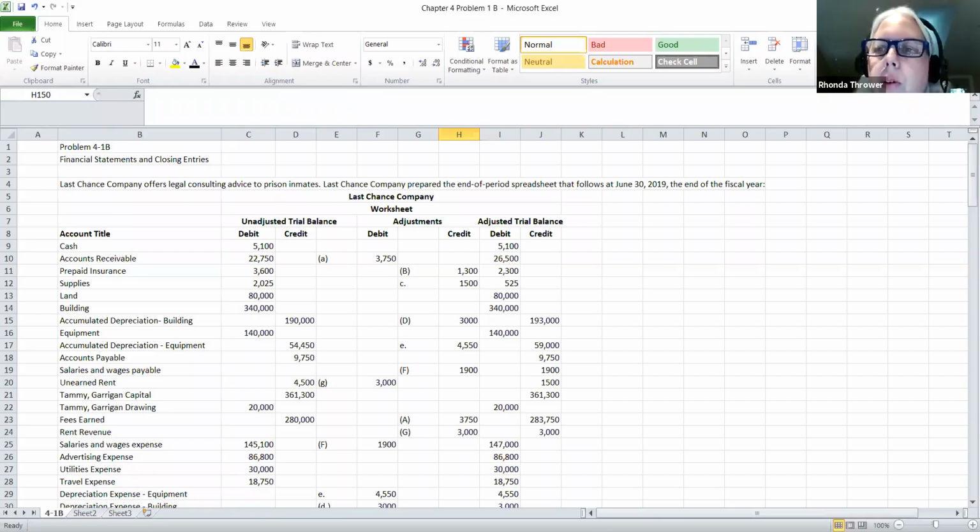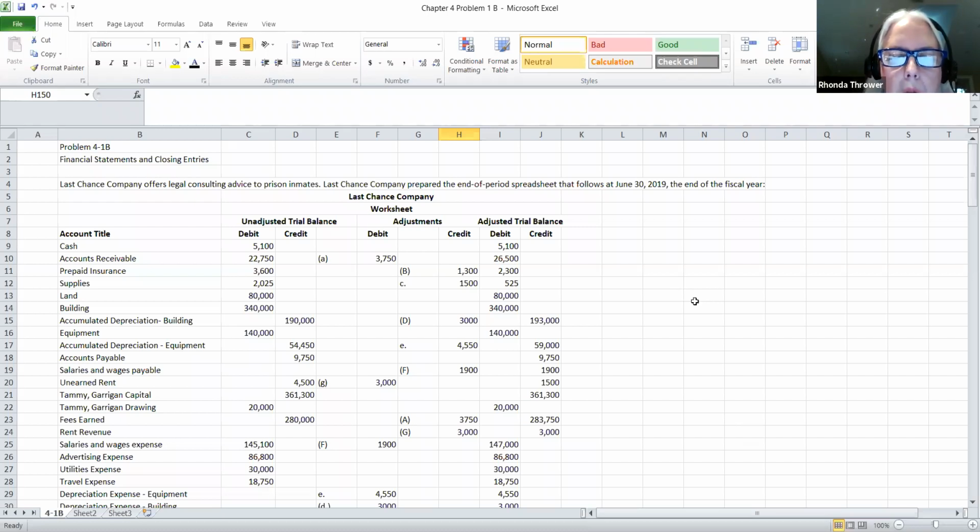Hi class, today we're going to be looking at chapter 4. We're going to be learning how to do closing entries. You should be able to see problem 4.1b. That's what we'll be working on today.